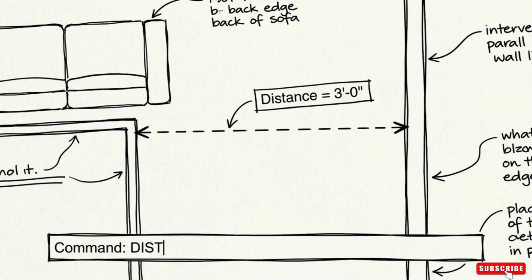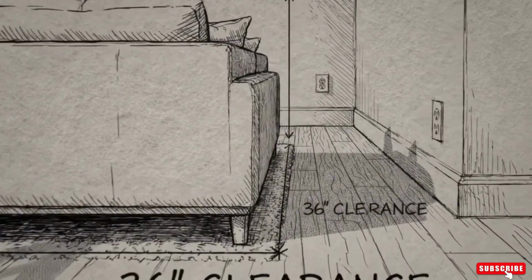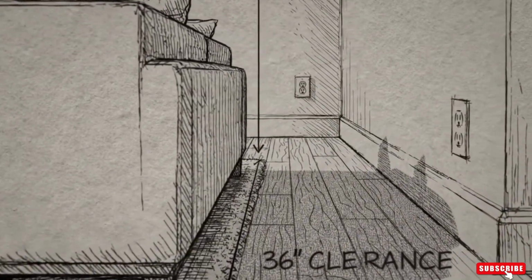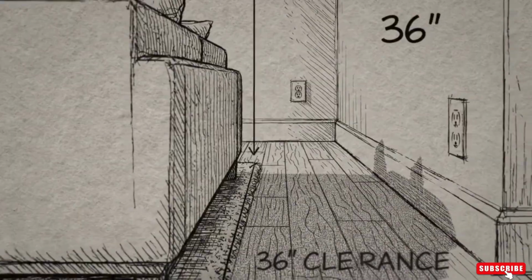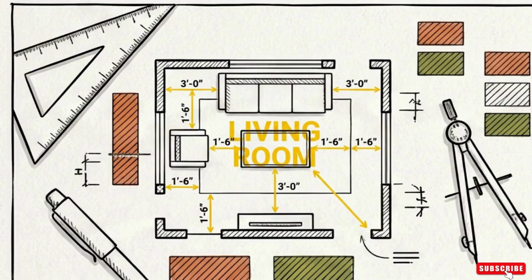Use the Distance command to measure from the back of your sofa to the wall to verify that your 36-inch clearance is intact. Prioritizing these circulation zones ensures the drawing functions as a blueprint for a livable room, where movement is never obstructed by the furniture. Now that the spatial arrangement is set, create a new layer for text and dimensions to begin communicating the data. Label the center of the room and place linear dimensions that explicitly call out the verified 3-foot pathways.